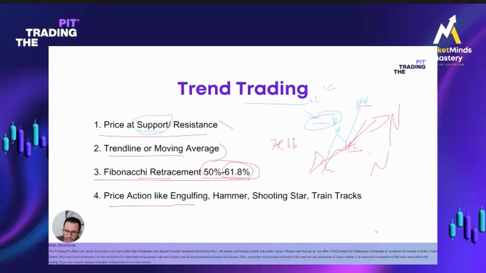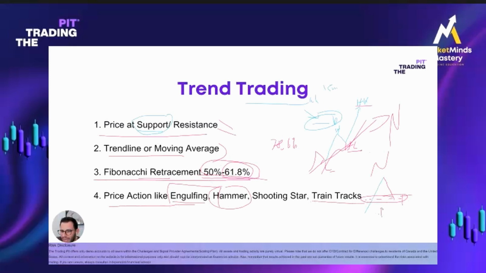Remember, if you are trading an uptrend, guys, you want to enter long on the retracement. So if, let's say, here was previously an area of support, and you can draw a trend line or a moving average that fits well, and at the same area a Fibonacci ratio is also present, then we can wait for, let's say, a hammer or a bullish engulfing or train tracks, bullish train tracks.